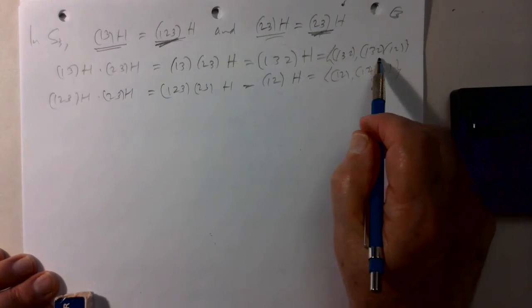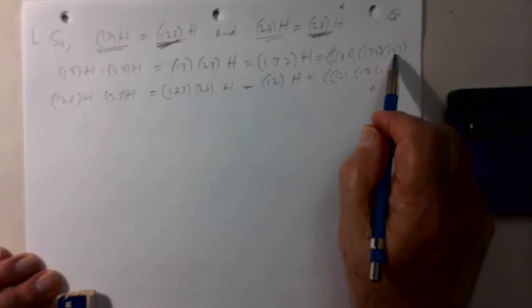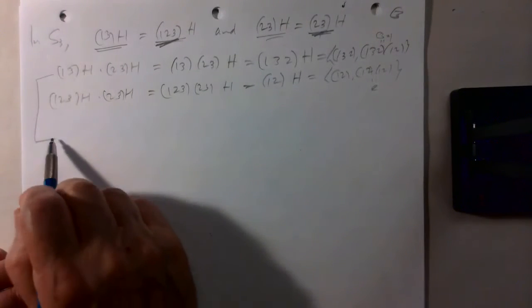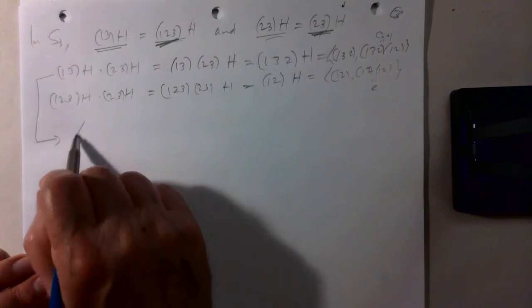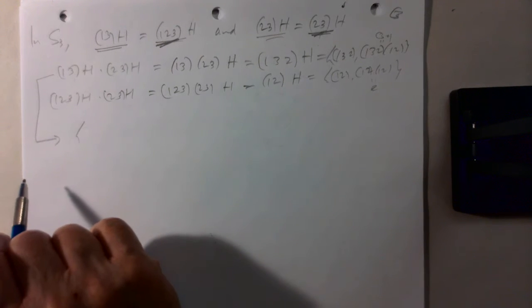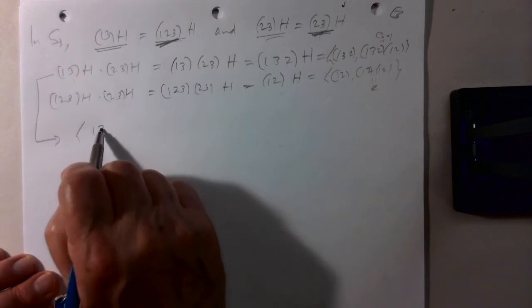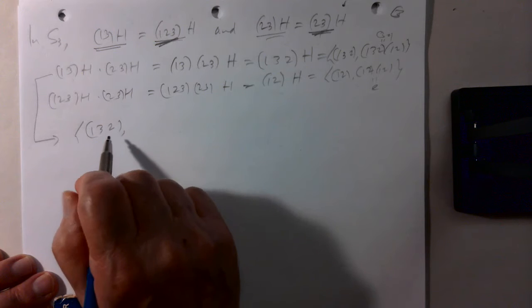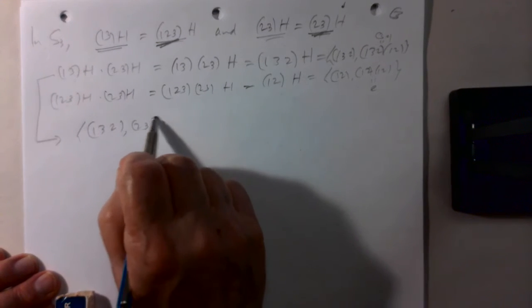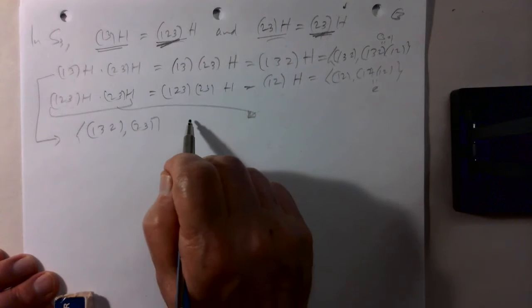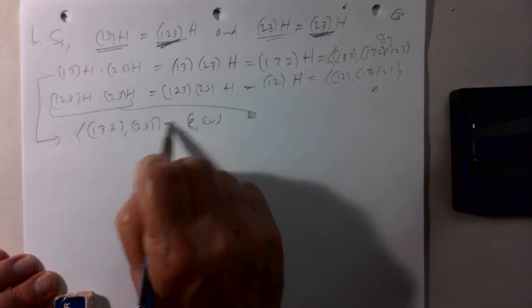Let's see, what is (1 3 2)(1 2)? 1 goes to 2, goes back to 1. 2 goes to 3. This is just (3 2). So when I multiply this, I get the set of permutations (1 3 2) and (2 3). And when I multiply this, I get E and (1 2). And these are different.